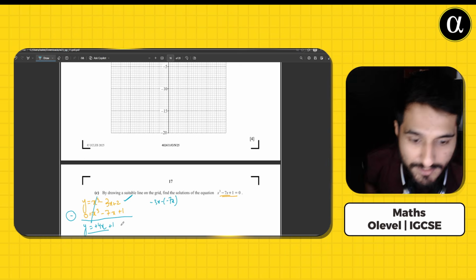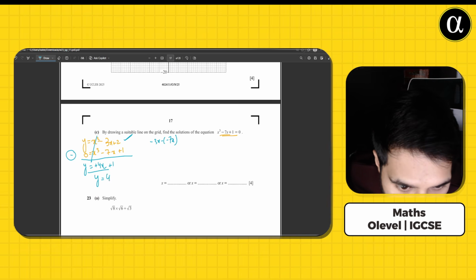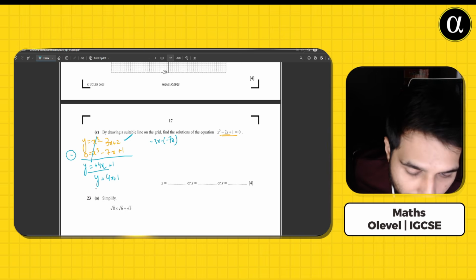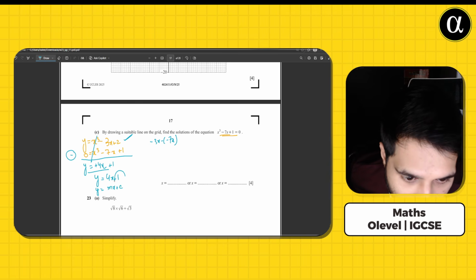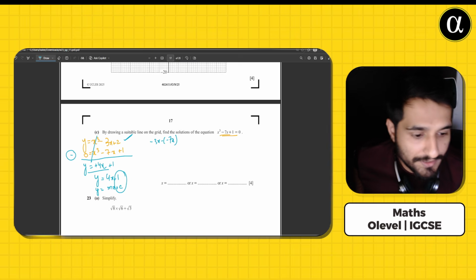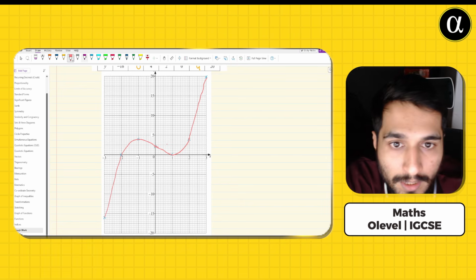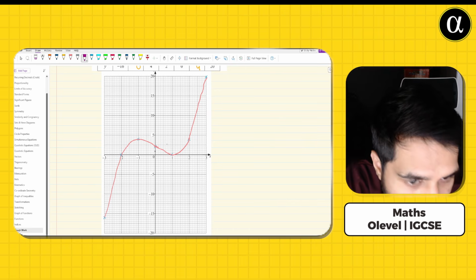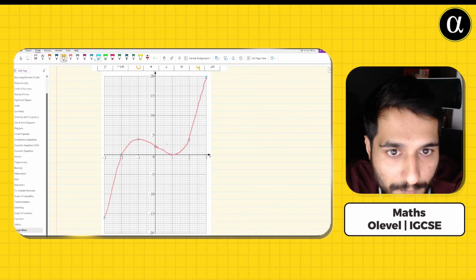So when I compare y equals 4x plus 1 with y equals mx plus c, this c is going to be the y-intercept, which means the graph is going to be drawn over here at 1 on the y-axis, right? So it's going to be somewhere here, all right?